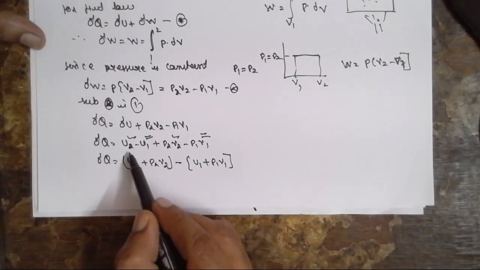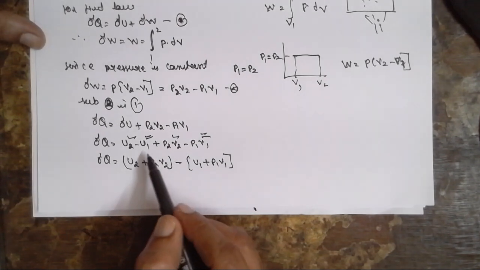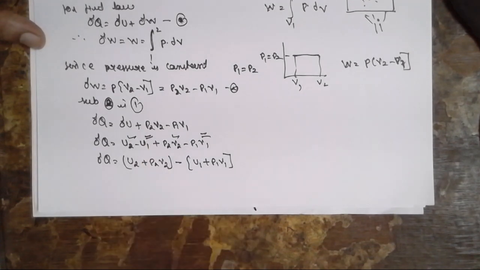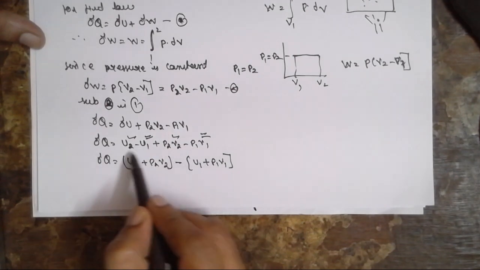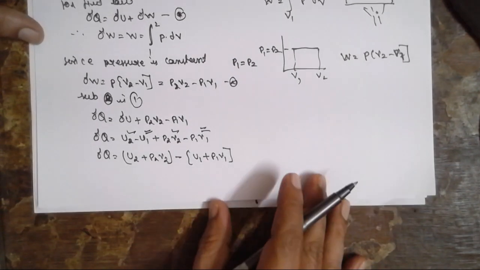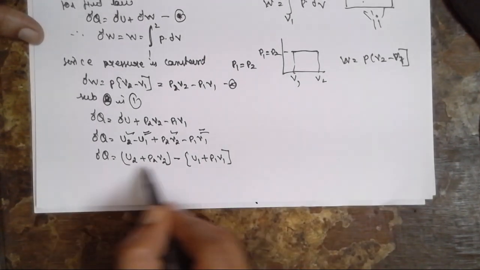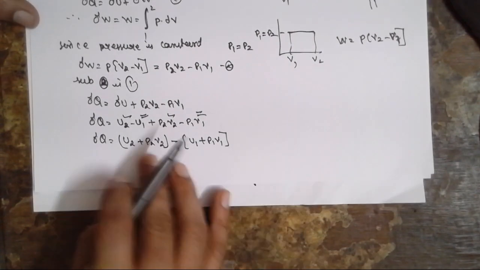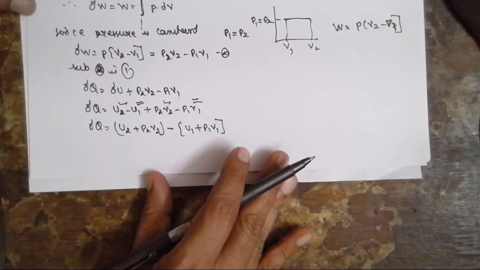Delta U can be written as U2 minus U1, the change in internal energy. We can find out only the change in internal energy. Absolute energy we can't find. We can find the change in energy, that means between state 1 and state 2. Now we have written this, and based on this we are going to find out the enthalpy.